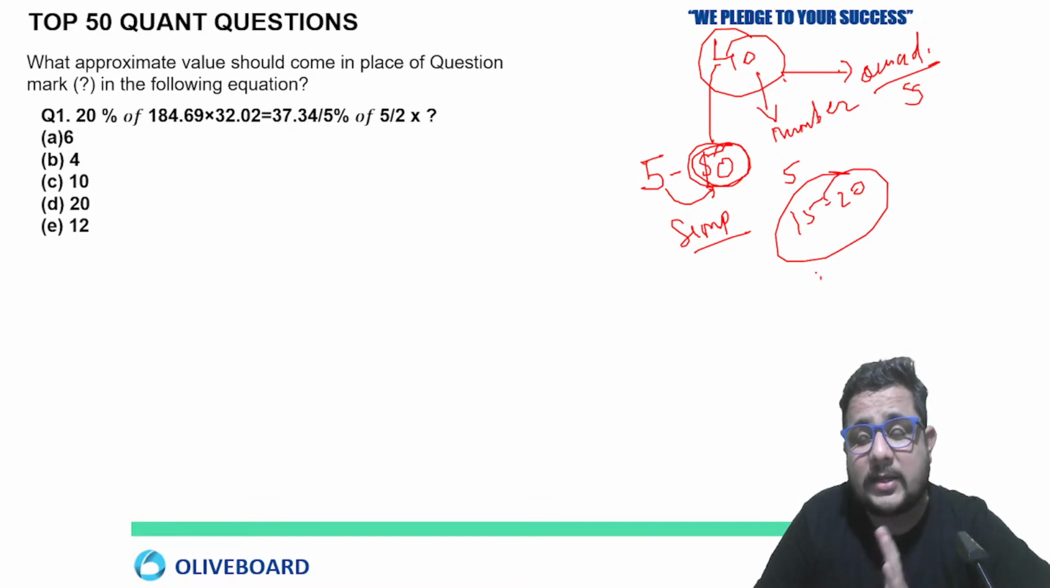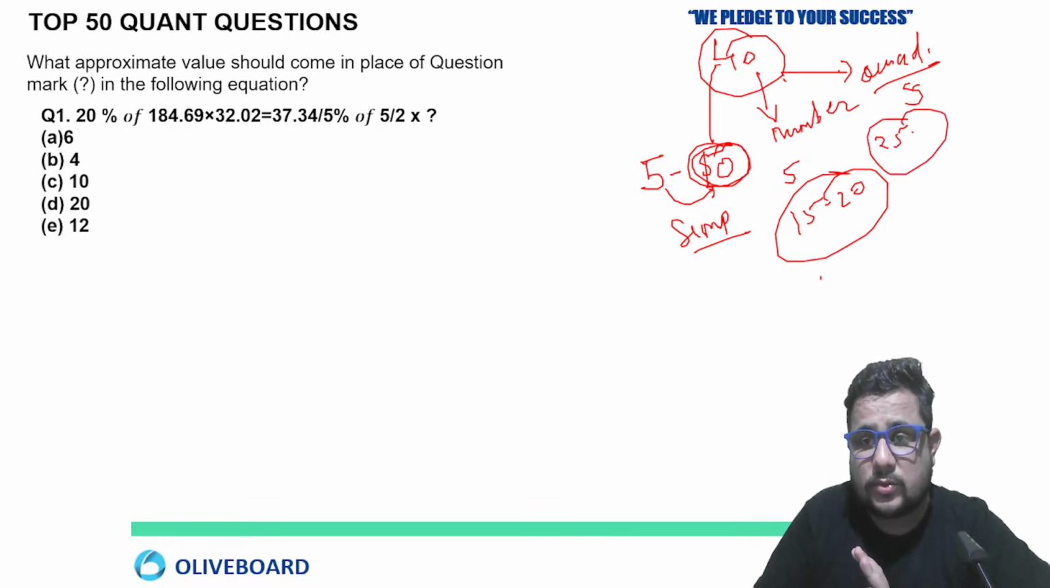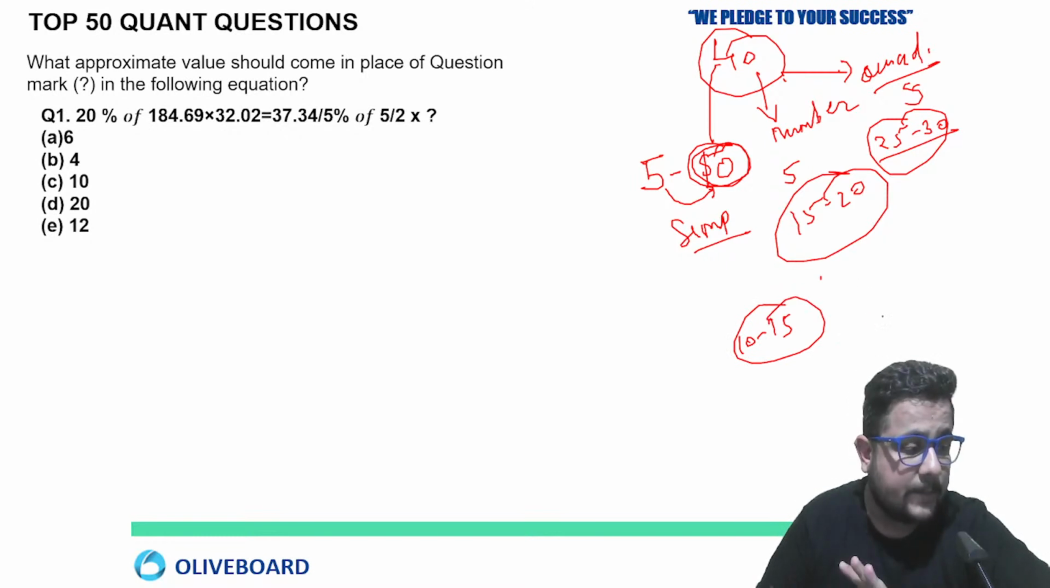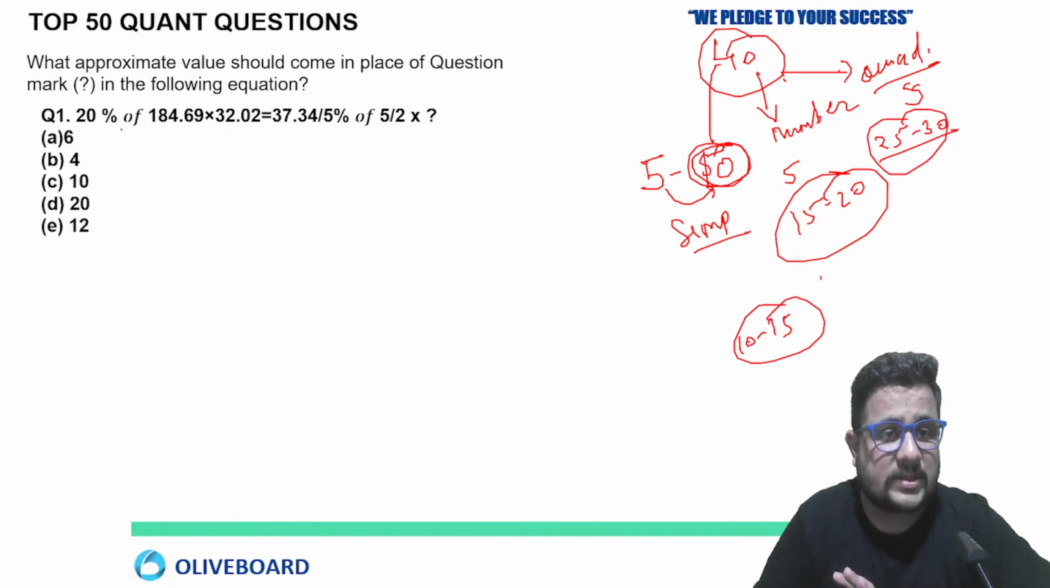Then there will be at least 2 data interpretation questions. Each set will contain 5 questions of DI. So almost 25 to 30 marks will be from which sections? You will say simplification, quadratic equation, number series, data interpretation. Then the rest 10 to 15 questions will be from arithmetic. Okay, so let's start with the first question.